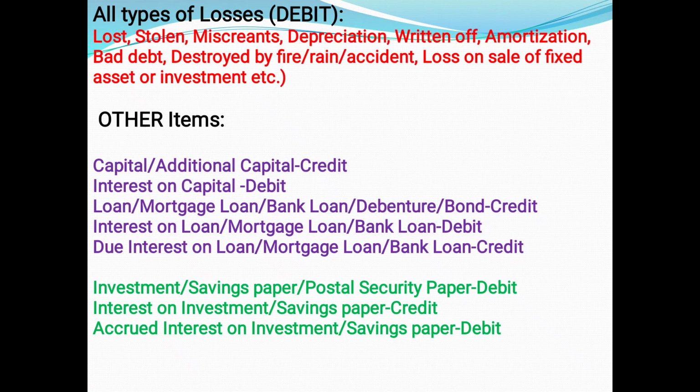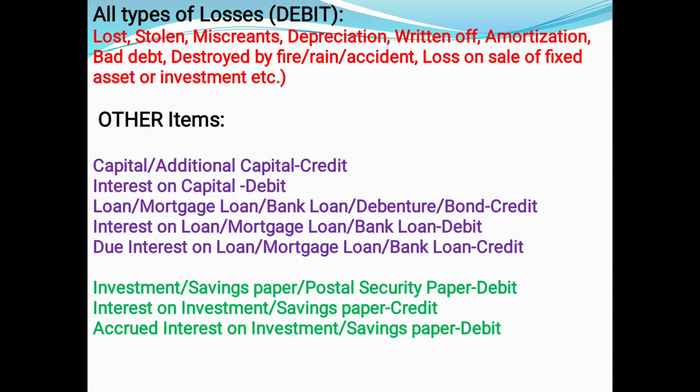Depreciation, one kind of written down value of tangible fixed asset. This item is also at all times debited. Written off or amortization, this amount is to be charged on intangible fixed assets. This item is also debited. Bad debt, which is irrecoverable from customers or debtors. Bad debt is at all times debited.